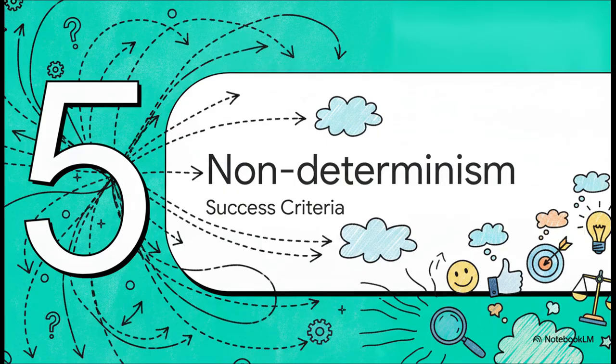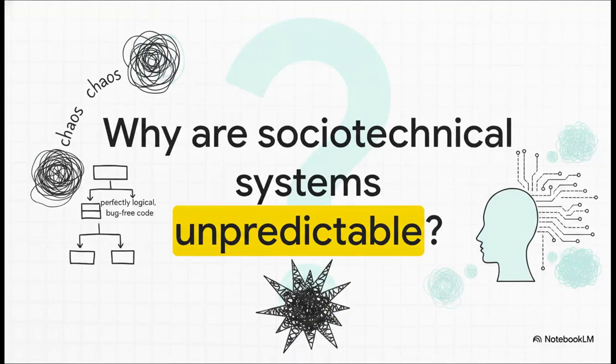Section 5. Non-Determinism and Success Criteria. We've covered emergent properties. Now we're going to look at the final two characteristics of socio-technical systems that make them so incredibly difficult to engineer perfectly. But first, I want to pause and ask you a direct question. If we write perfectly logical, bug-free code, why are our socio-technical systems still fundamentally unpredictable? Take a second to really think about that. The code is deterministic, so where does all the chaos come from?